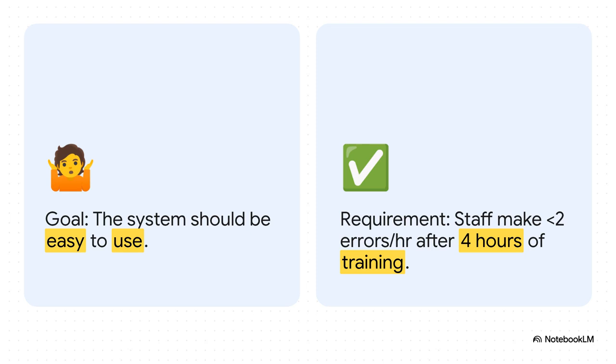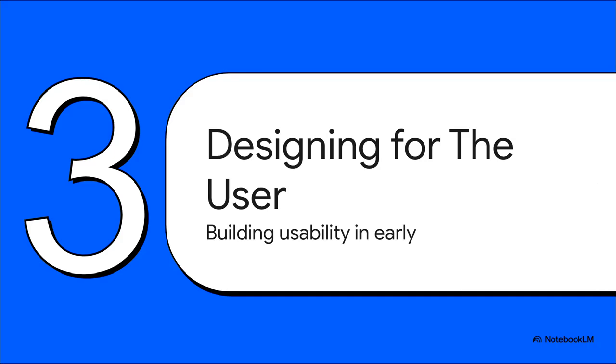This system should be easy to use. That's a wish. Exactly. The requirement on the other side, that's the plan. It's specific, it's measurable: 4 hours of training, no more than 2 errors an hour. See, you can't test a wish, but you can absolutely 100% test that requirement. So if you have a concrete requirement like that, how do you actually make it happen? It really feels like this has to be baked into the project from day one, not something you just sprinkle on at the end, right?